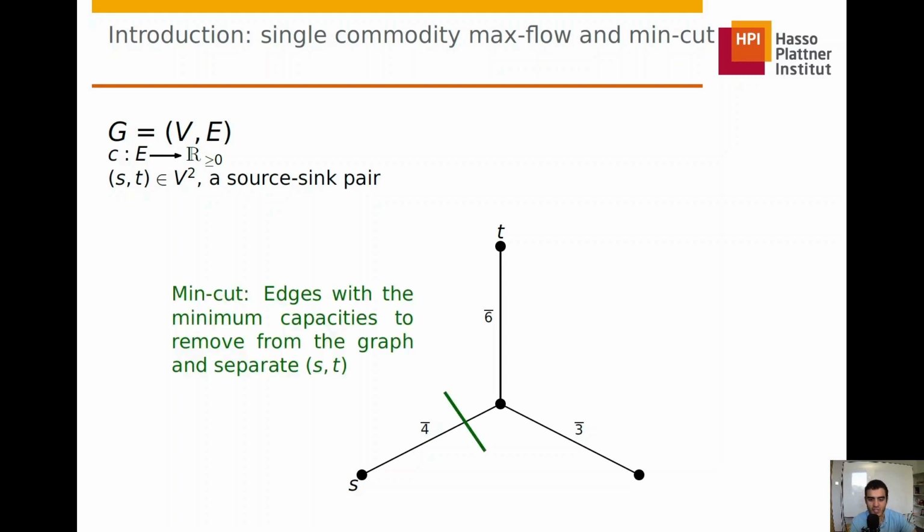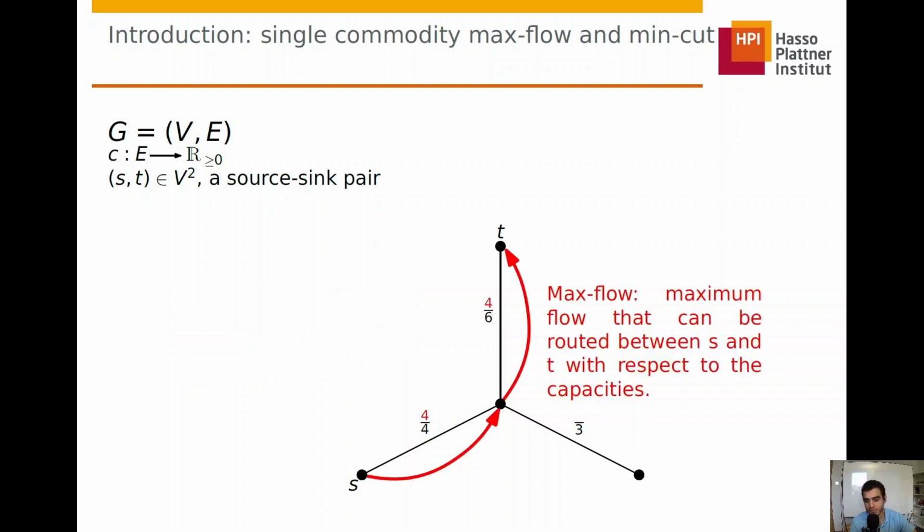The first one is the cut side. So a min-cut is a set of edges whose removal from the graph separates S and T, and with minimal capacities. The flow side is basically to find the maximal flow that can be routed between S and T with respect to the capacities in the graph.